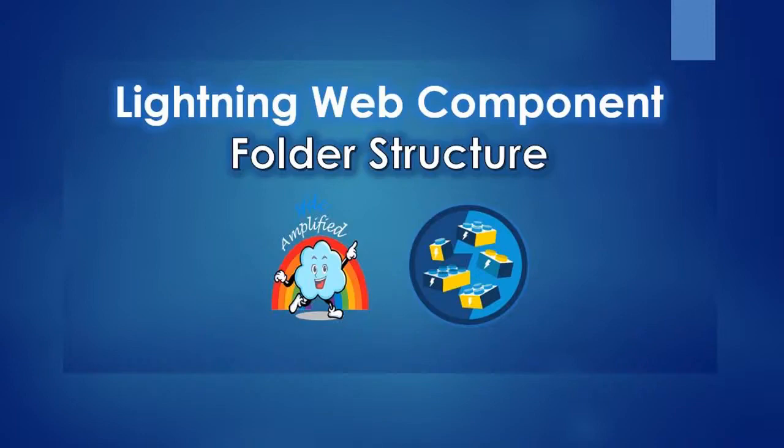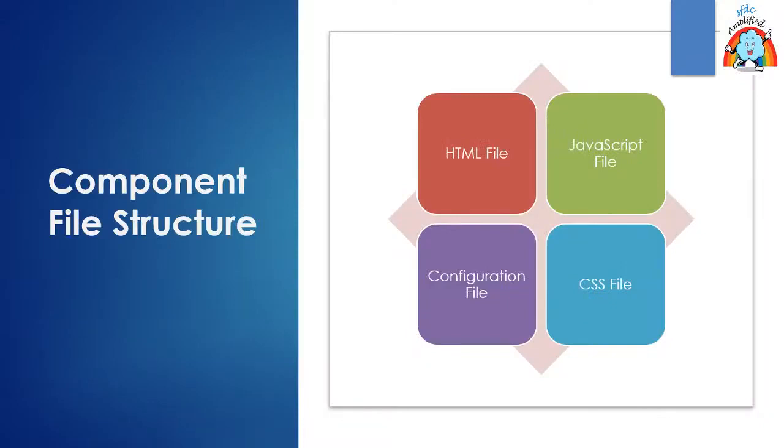Now let's understand the Lightning Web Component folder structure. So you can see that there will be an HTML file, a JavaScript file, a configuration file, and a CSS file. So we can simply create components using HTML, JavaScript, and CSS. That's it. That's all you want.